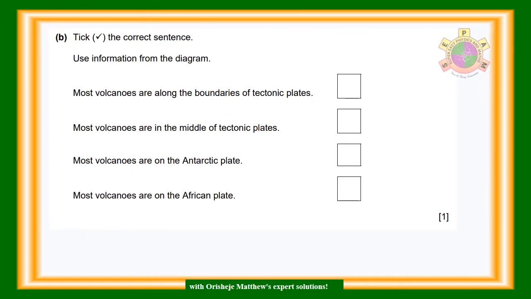Question 5b. Tick the correct sentence. Use information from the diagram. This question is about the distribution of the positions of volcanoes in the diagram. The first option gives the correct description. Most volcanoes are along the boundaries of tectonic plates. Tick.